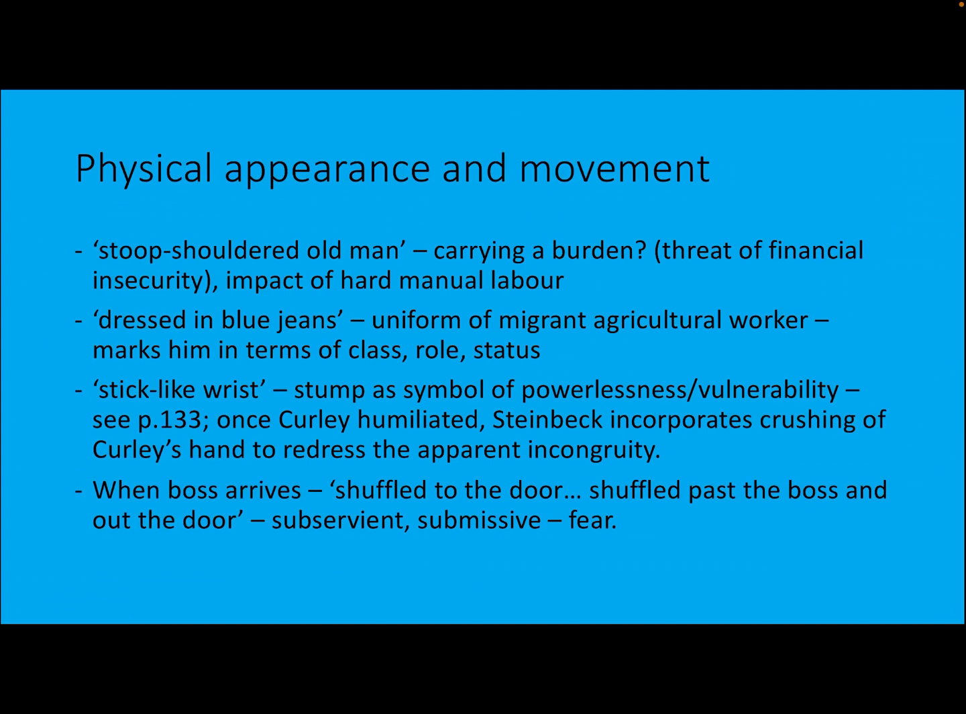Steinbeck also refers to the symbol of Candy's stump at various points during the novel, notably when he really wants to highlight Candy's weakness. So the most obvious example to me is just after Curly's wife has been killed, and this is on page 133, and it's Curly's wife lying there in the barn in chapter 5, and it says this. It's talking about Candy, and it says, his eyes blinded with tears, and he turned and went weakly out of the barn, and he rubbed his bristly whiskers with his wrist stump.